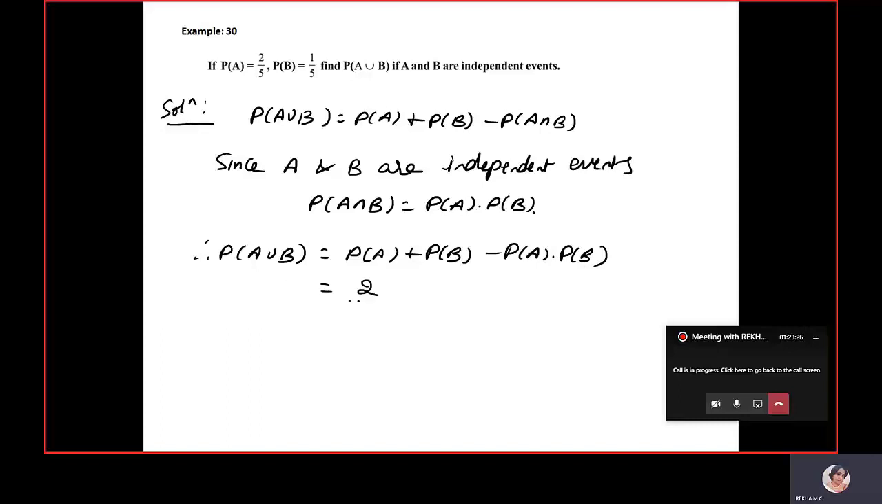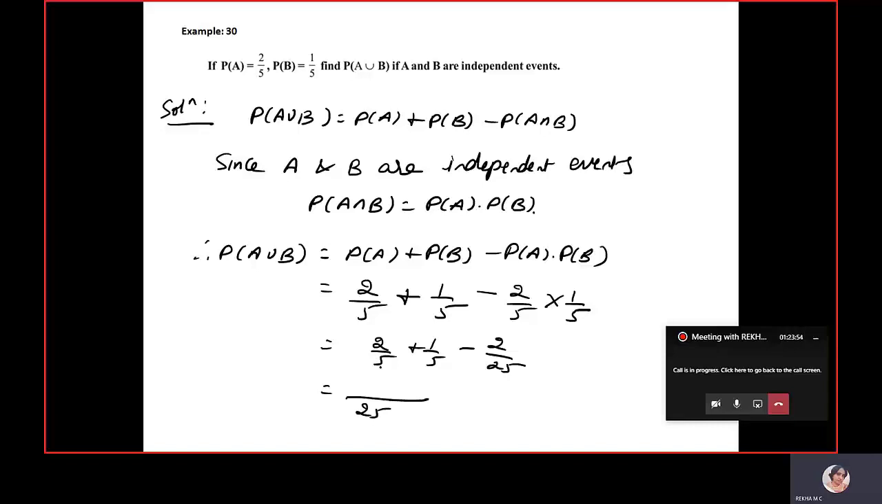That is equal to 2 by 5 plus 1 by 5 minus 2 by 5 into 1 by 5. So that is 2 by 5 plus 1 by 5 minus 2 by 25. So LCM is 25. So 5 into 5. So 10 plus 5 minus 2, that is equal to 13 by 25.